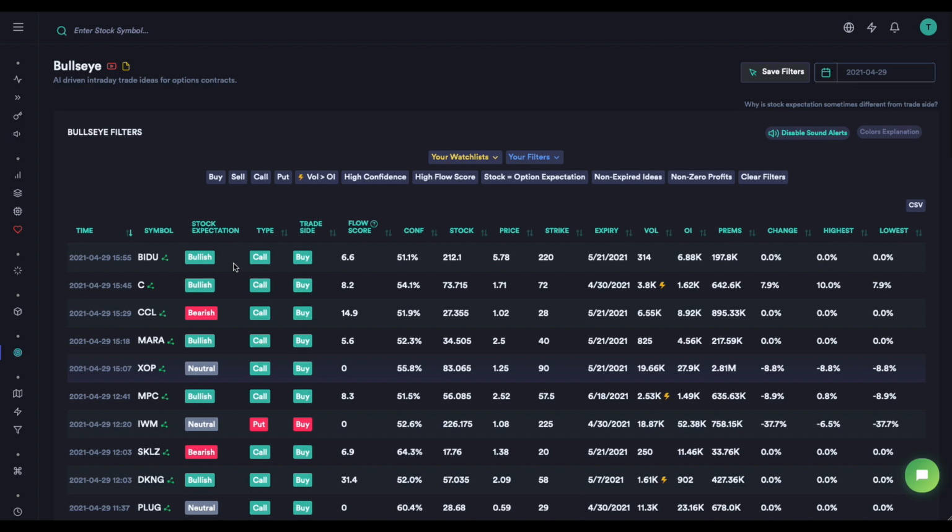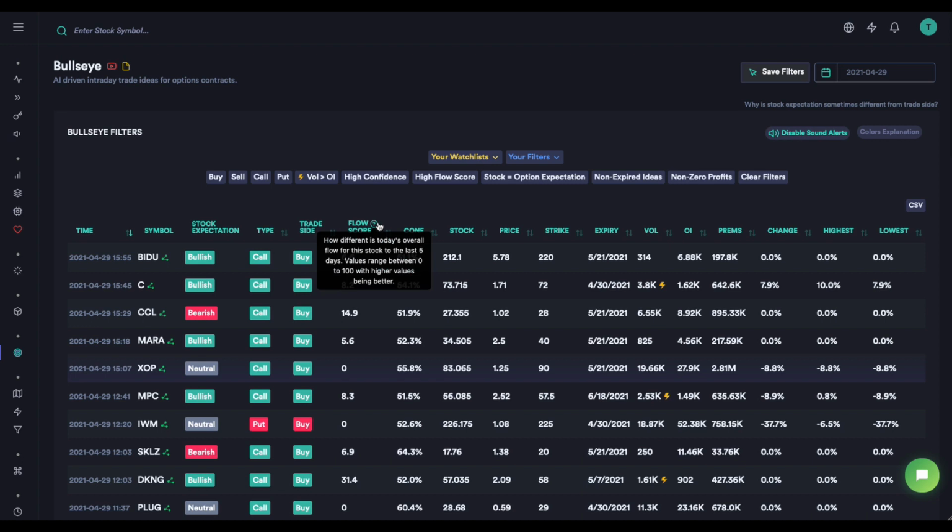And so that's why you see a stock expectation, and then you have a different options based expectation for the options contract as well. What we often want is we want these to be the same, but even if these are different, as long as you are doing some of your own research and due diligence, you should be completely fine.